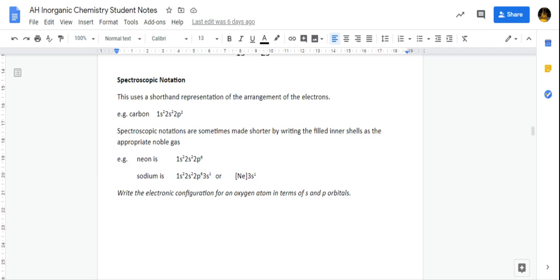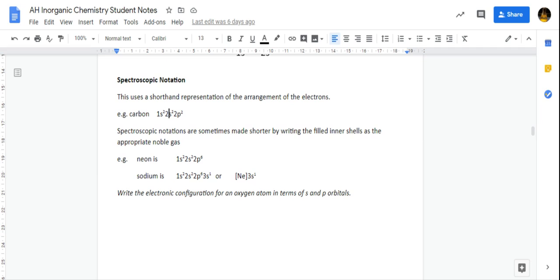If you have elements with lots of electrons, you can make the spectroscopic notation shorter. Instead of writing out all the way from the 1s to whatever electron shell you're filling, you can use a noble gas shorthand. Now in an exam, do not use a noble gas shorthand unless it says that it's acceptable to do so. You should always give the full spectroscopic notation in an exam. For example, neon is 1s2, 2s2, 2p6. Sodium is 1s2, 2s2, 2p6, 3s1. It's got exactly the same starting electron configuration as neon, and there's 1 electron in the 3s orbital as well.